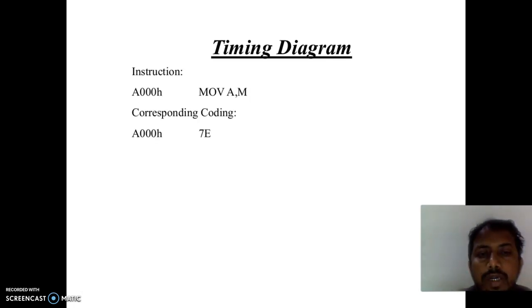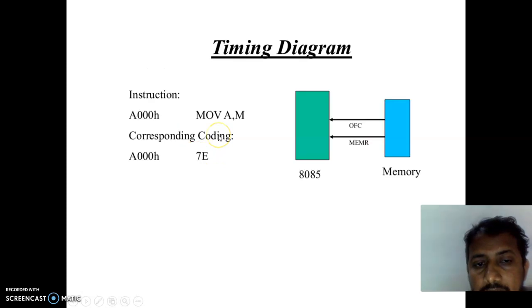I want to move data, or move the content, from a memory location into the A register. So this instruction has only one opcode. Even though there is only one opcode, first you will have the opcode fetch cycle, and the other one would be the memory read cycle. There would be two cycles.